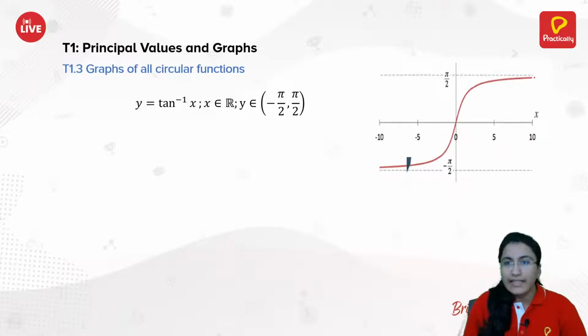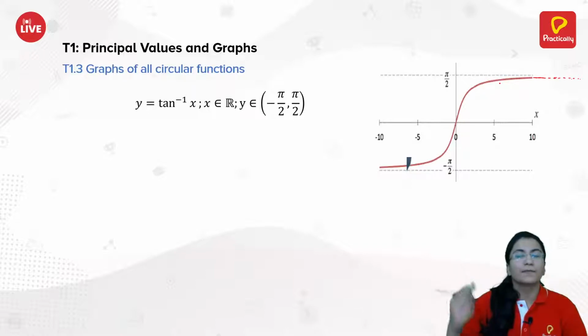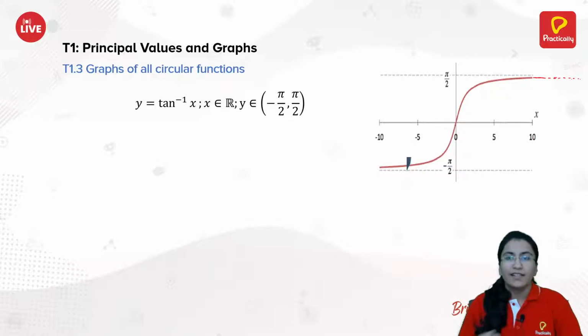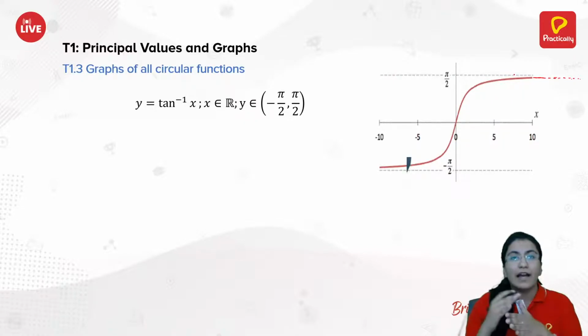It reaches up till infinity, like at x equals infinity, it touches pi by 2, right? So a kind of asymptote, you can say. The lines which touch the graph at infinity are known as asymptotes, right?